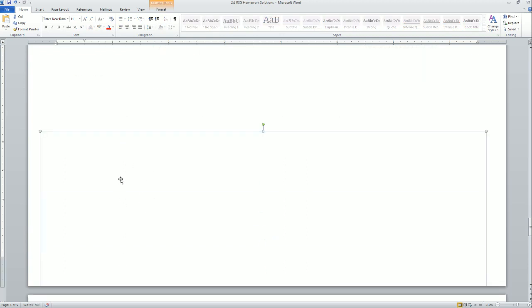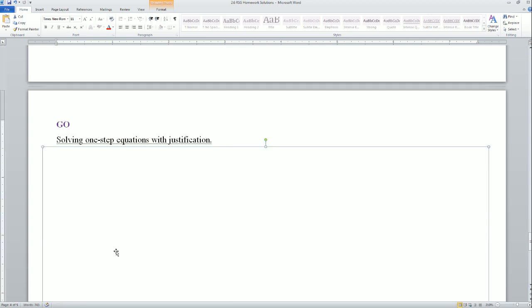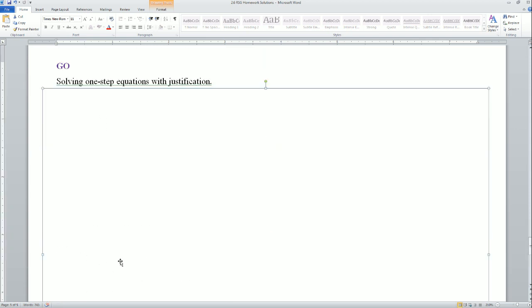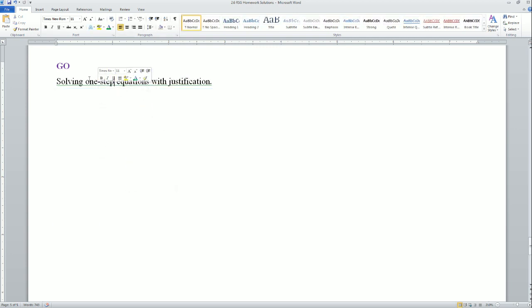Okay. And, alright, here's the go part. Solve these one-step equations with some justifications. Okay, this is just a review of prior skills.